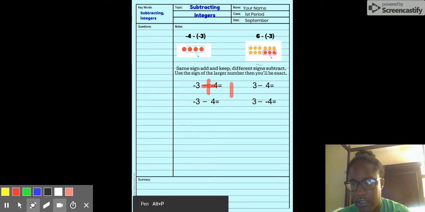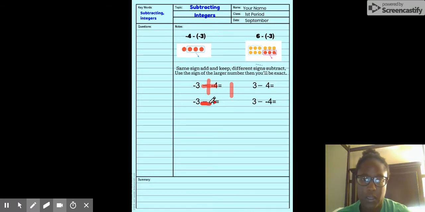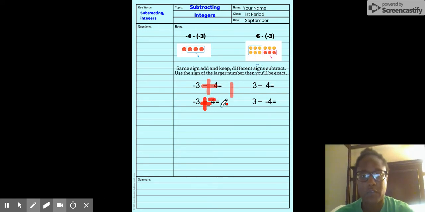And then this one right here, we would do plus, but then this one would become a negative. So this is same sign, so we're going to add. So 4 plus 3, 4, 5, 6, 7 is 7.